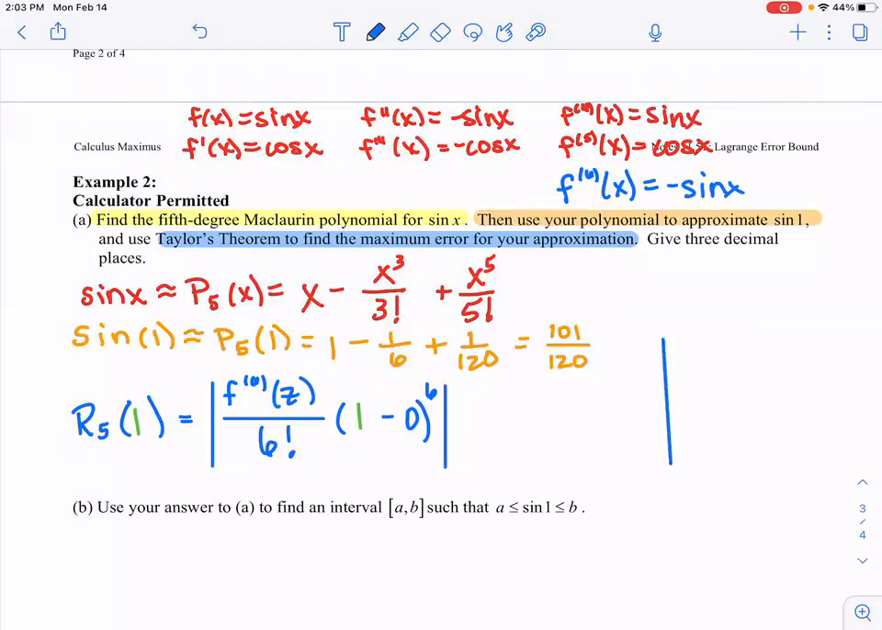Negative sine of x. Okay. Well, let's think about what that looks like. What's the biggest y value that's going to happen on that graph? What about the smallest? So when we think about the absolute value of the max derivative, what's the biggest it's going to be?